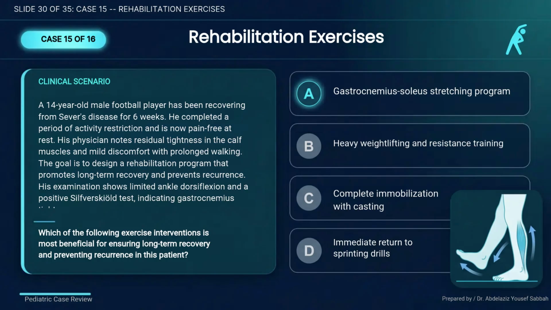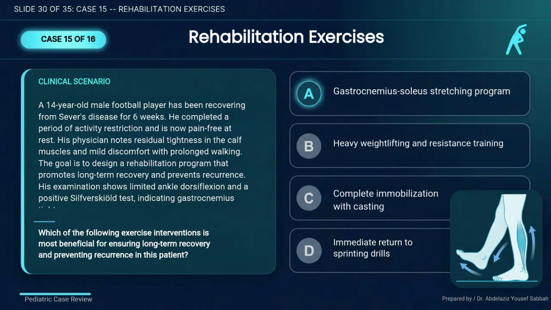Case 15. A 14-year-old male football player has been recovering from Sever's disease for 6 weeks. He completed a period of activity restriction and is now pain-free at rest. His physician notes residual tightness in the calf muscles and mild discomfort with prolonged walking. The goal is to design a rehabilitation program that promotes long-term recovery and prevents recurrence. Examination shows limited ankle dorsiflexion and a positive Silfverskiöld test indicating gastrocnemius tightness. Which of the following exercise interventions is most beneficial for ensuring long-term recovery and preventing recurrence in this patient?